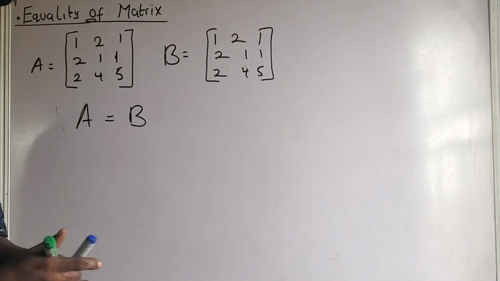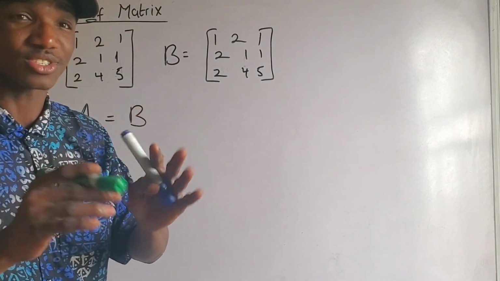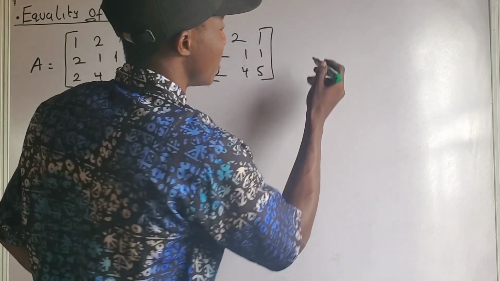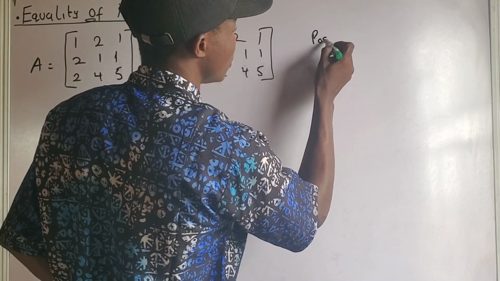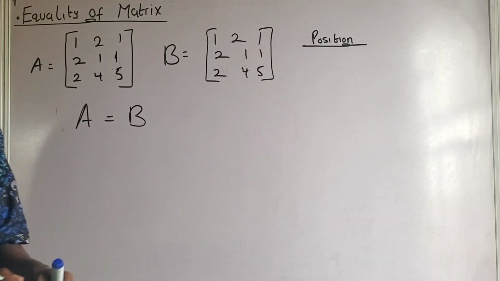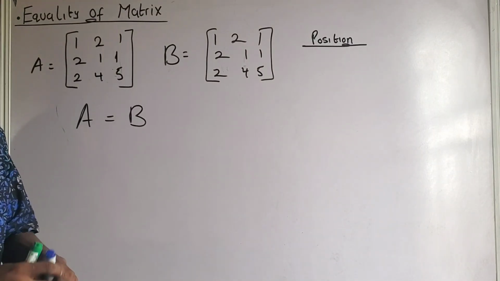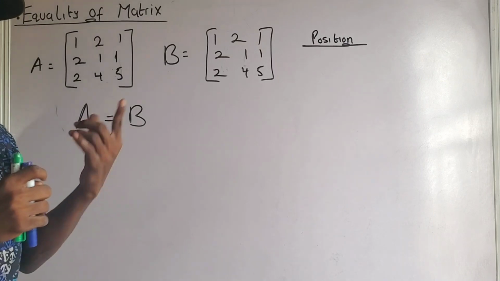There is something called position. You understand? Please pay attention. It's simple, it's not hard. Just listen. Position of element is the standing of the element in the matrix. Where the element stands in the matrix is called the position of the element.